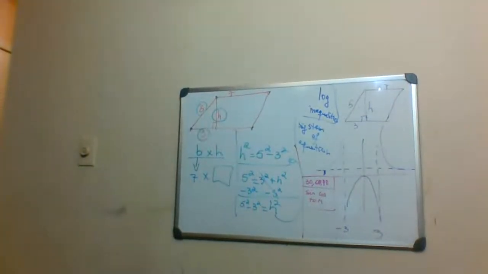So what's h going to be? Who got the answer to h? All right, Allison says 16. That would be h squared. So yeah.